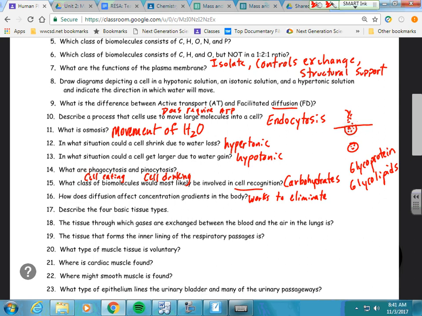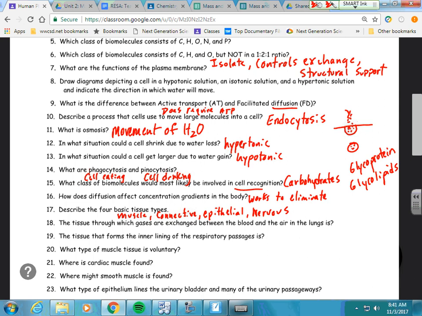The 4 basic tissue types, what are they? What was it? Muscle, I heard. Did I just hear connective? Epithelial and nervous or neural? Excellent.